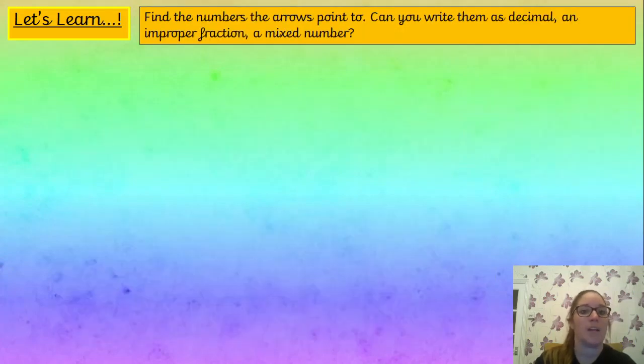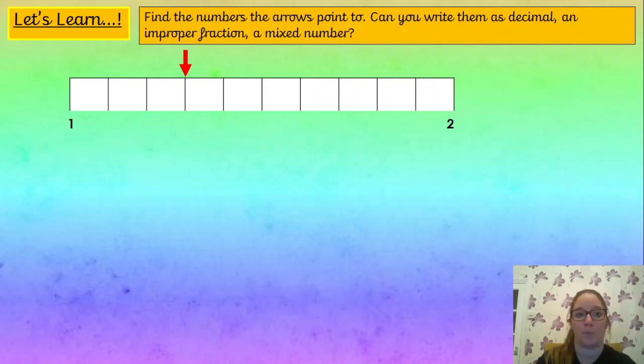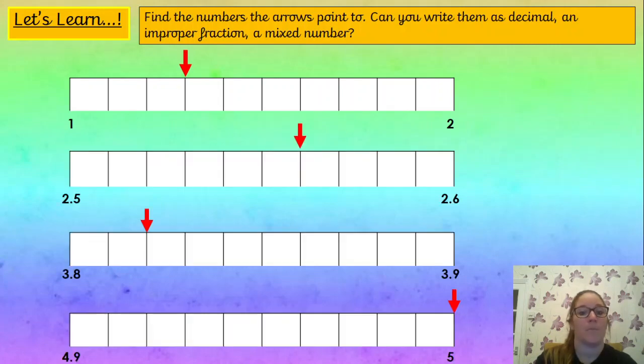Okay, so this time, can you find the numbers the arrows point to? Write them as a decimal, an improper fraction, and a mixed number. Okay, so they're there for you. You can draw these in your books, okay? When you're drawing them, just make sure that you have got the right amount of squares between your numbers and your arrows are going in the correct places. Okay, so pause the video now, have a go at doing that.